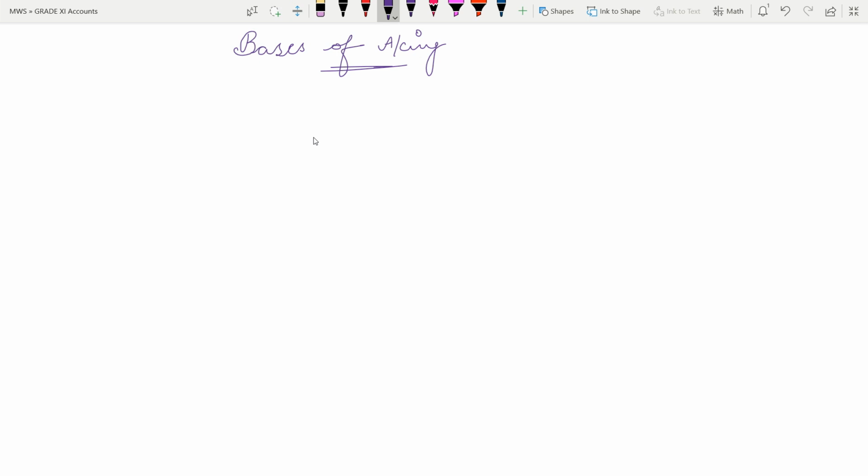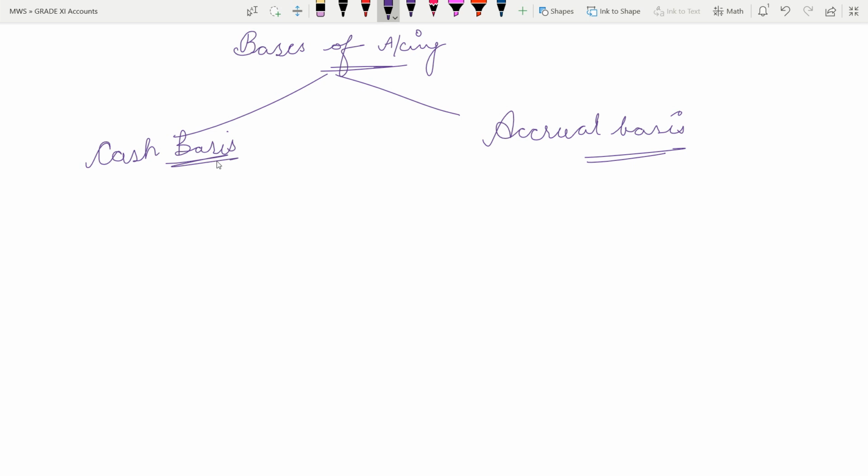So there are generally two bases of accounting. The one is cash basis and the other is accrual basis. So first of all, let us read what is cash basis of accounting.